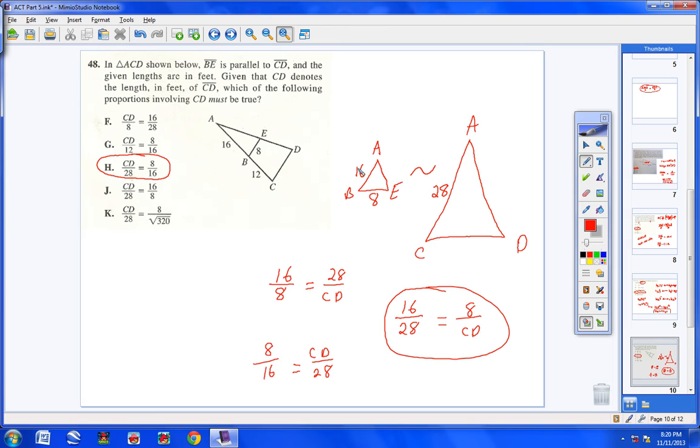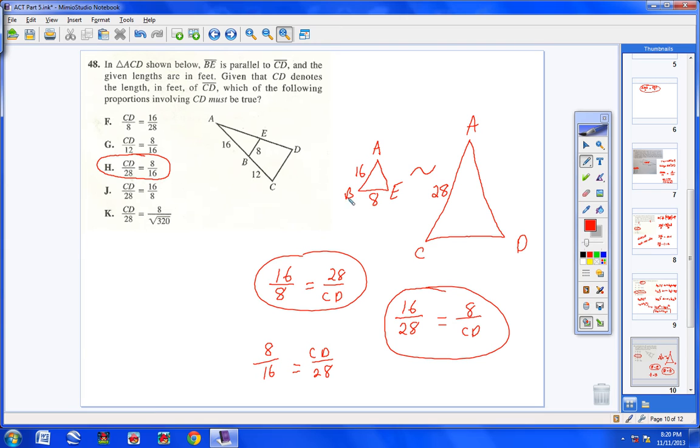So you can also say 16 over 8, which is this, equals 28 over CD. Now none of these answers match this one. So I said, okay, I'll flip each side. So I can flip this one and flip this fraction, and then it finally matched. So this is a really good problem here for you to understand similar triangles and proportions, okay?